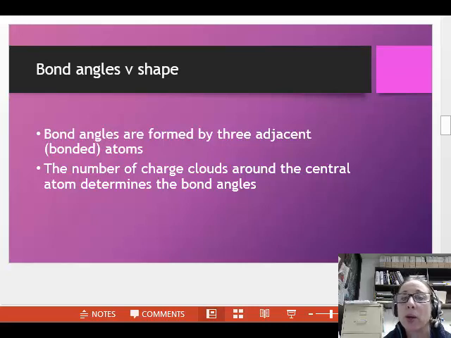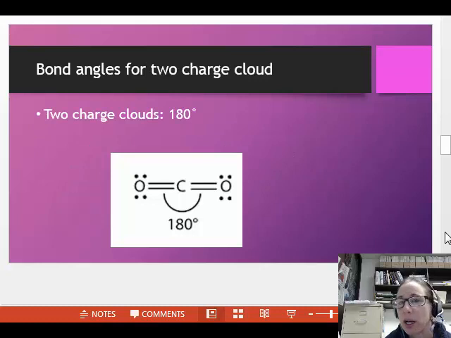Bond angles are the angles formed by three bonded or adjacent atoms. The number of charge clouds around the central atom, which is the apex of the bond angle, determines the bond angles. If an atom has two charge clouds, these charge clouds will orient in a bond angle of 180 degrees to get as far apart as possible.